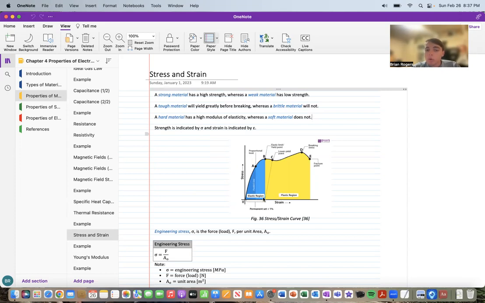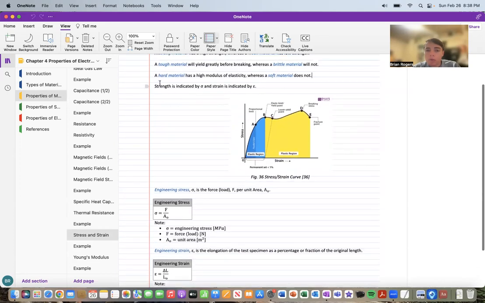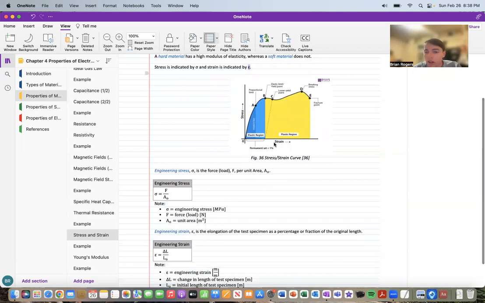And so what we're going to do here is you're going to see in the stress versus strain curve, stress here is indicated by sigma and strain is indicated by epsilon. Engineering stress is the force per unit area, whereas strain is the elongation of the test specimen as a percentage or fraction of the original length.